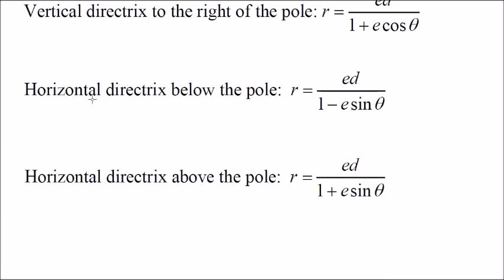And if we have a horizontal directrix below the pole, then the corresponding equation will be r equal to ed divided by 1 minus e sine of theta. And if we have a horizontal directrix above the pole, then the equation will be r equal to ed divided by 1 plus e sine of theta. And that's the end of the video.